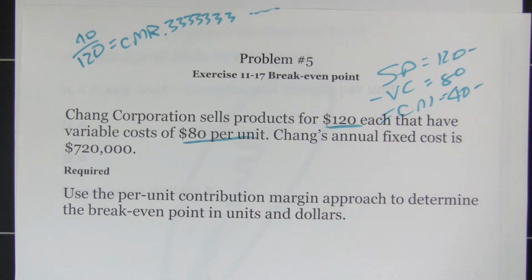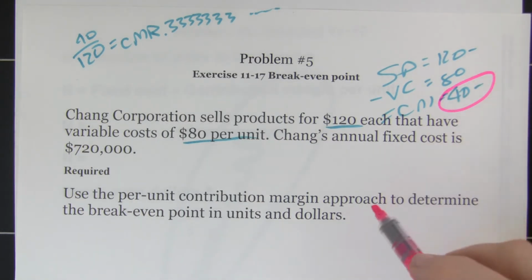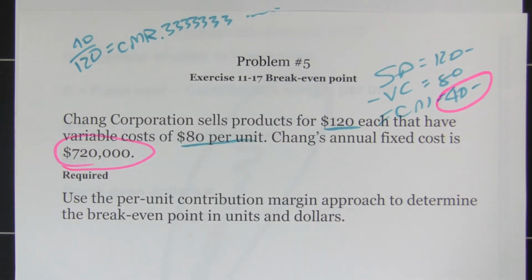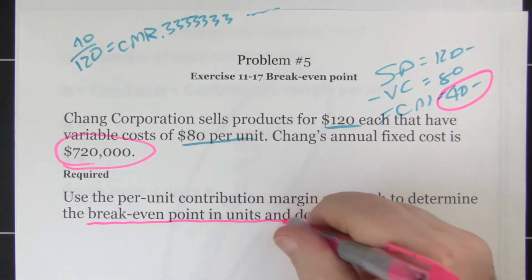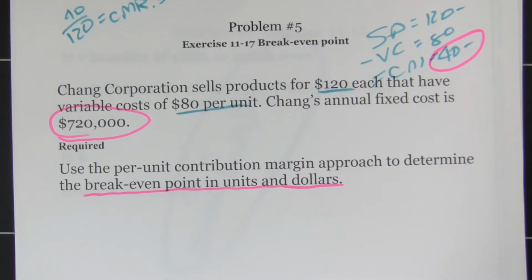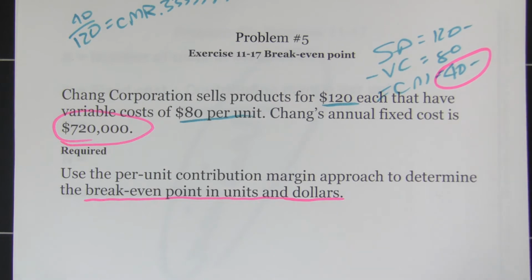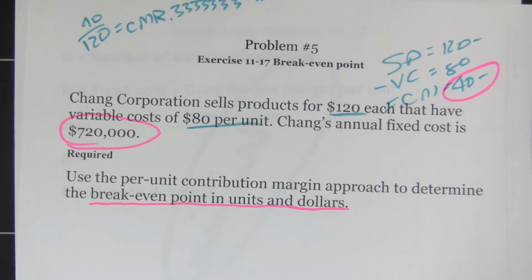We just have to ask the question a different way. How many $40 do we need to sell to raise $720,000? Because that would be our break-even point in units. Then they say, and do it in dollars. Well, when we get the break-even points in units, we just multiply by the selling price, and that gives us the break-even point in dollars. But I'm going to show you a shortcut.